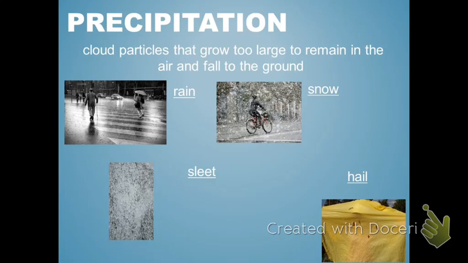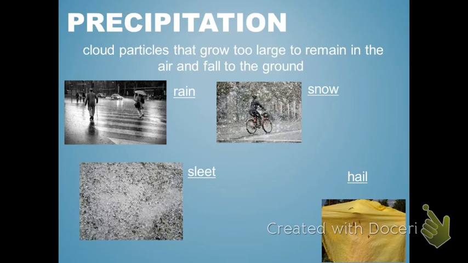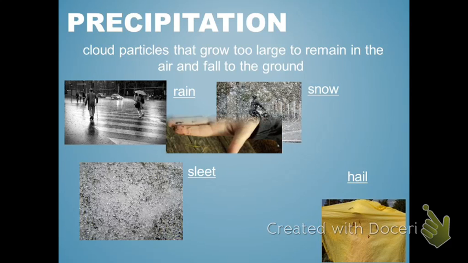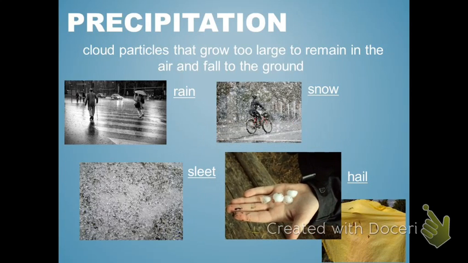Sleet is frozen raindrops. It begins as rain or snow and falls through a deep layer of cold air that contains temperatures below freezing near the surface. Hail is formed when updrafts carry raindrops upwards into extremely cold areas of the atmosphere, where the raindrops merge and freeze. When the frozen clumps become too heavy, they will fall to the surface.